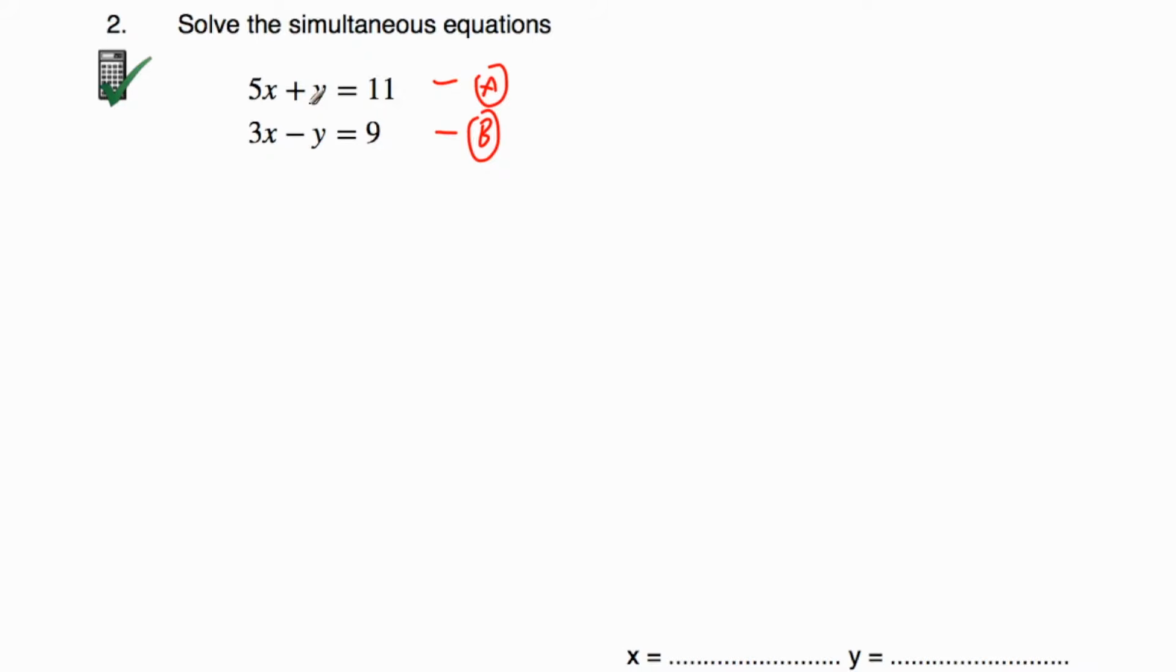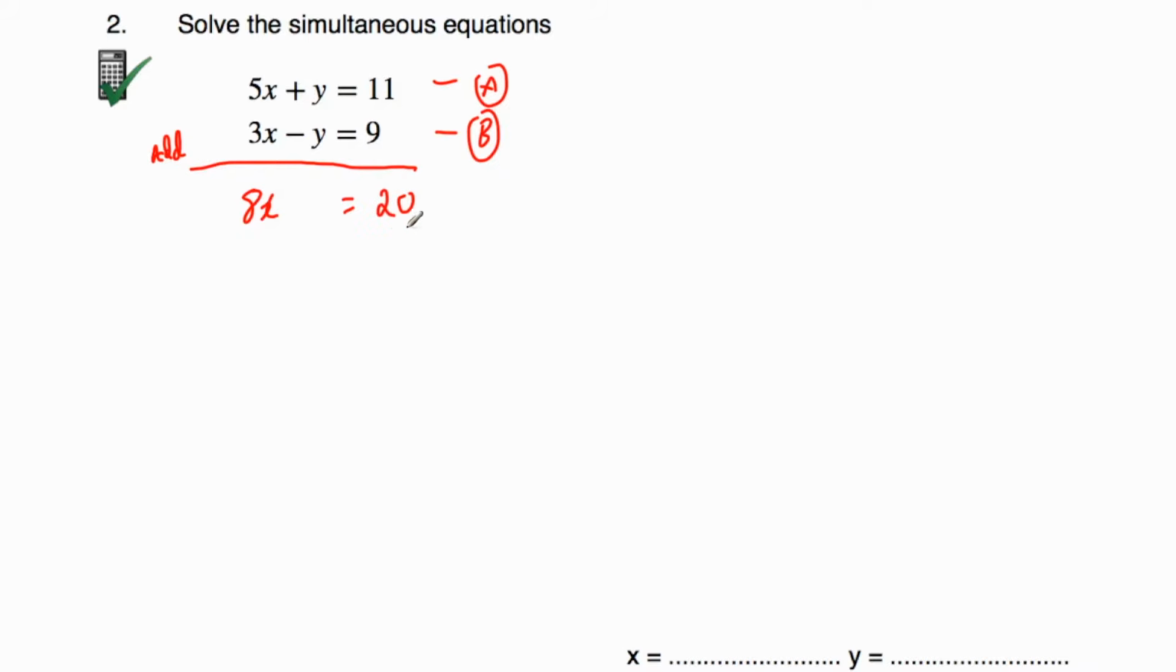Now, if we have y and minus y, if we add them together, they'll be equal to 0, such as, minus 1 plus 1 is equal to 0. So if we had y and minus y, we can add them together and that's equal to 0. So if we add these two equations, A and B, together, we'll find that the y's cancel out or are eliminated. So let's write add, to say that we're adding them. So 5x plus 3x, that's 8x. y plus minus y, well that's 0. And on the right hand side we've got 11 plus 9, and 11 plus 9 is equal to 20.